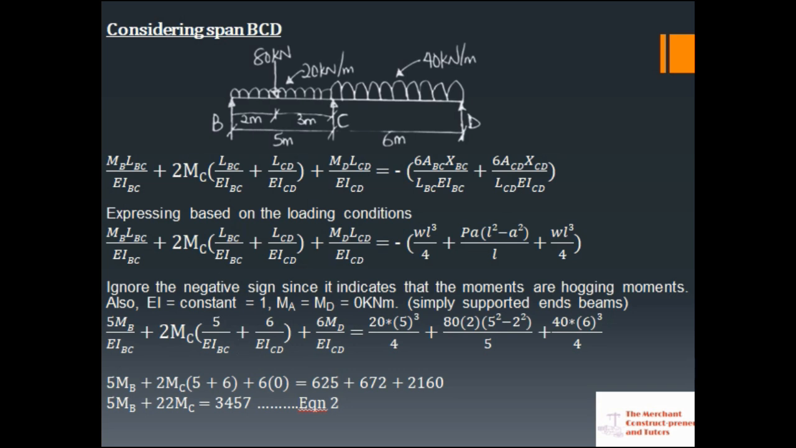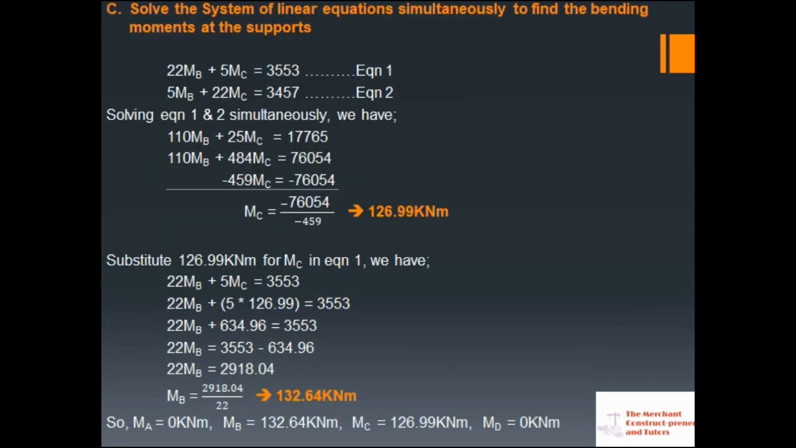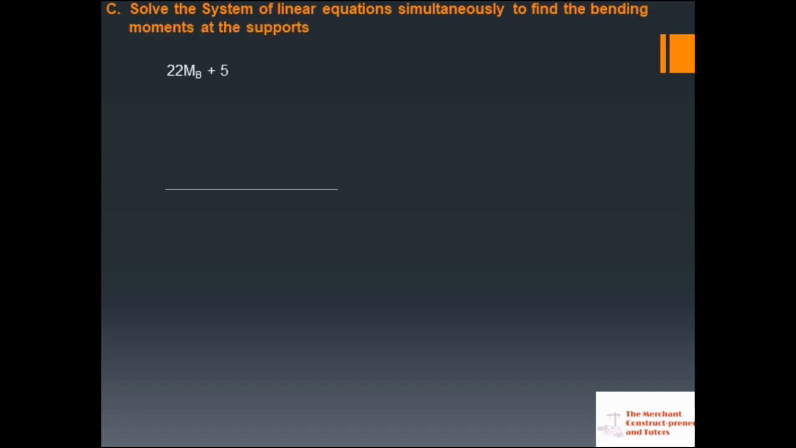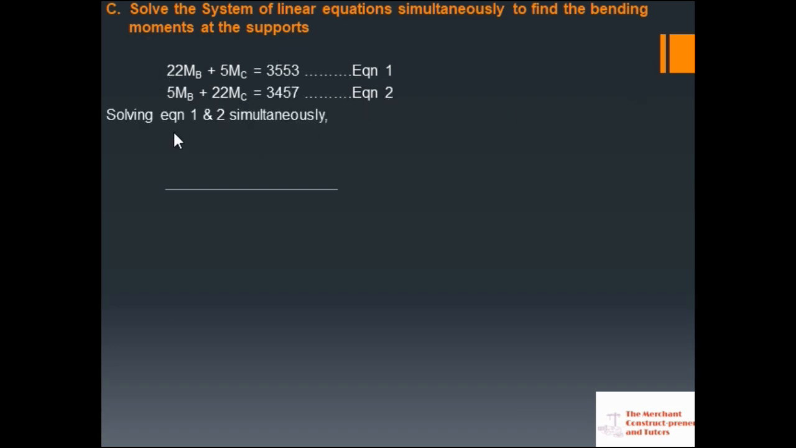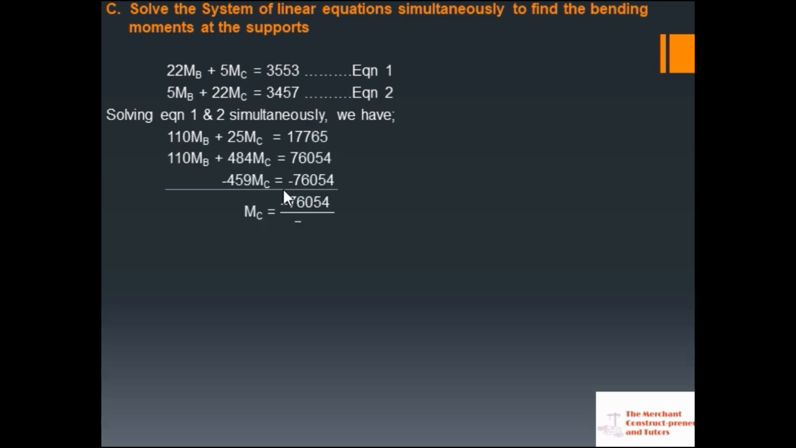So the next thing we are going to do is to move to the next step, which says we should solve simultaneously. We got the first equation from considering the two spans ABC. The next one we got by considering BCD. So this is what we got here. So solving simultaneous equations, we know how to get simultaneous values, right?